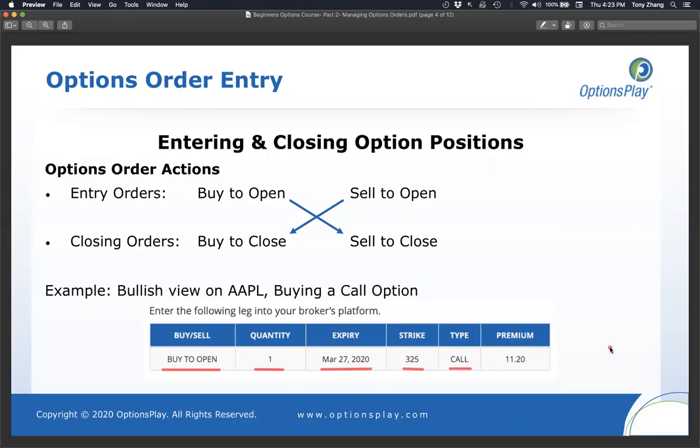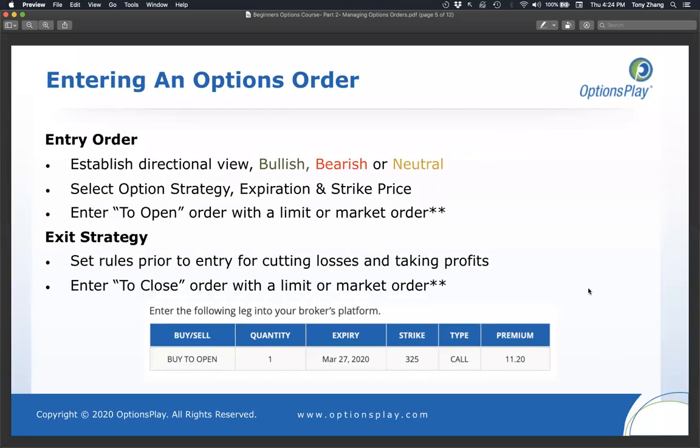So first of all, you must specify whether you're opening or closing, all the details and the quantity, and then what we can do in the next few slides is start talking about how you price it and how you determine where you place your orders. So first and foremost, make sure you're placing your orders correctly. Think about this as a checklist next time you're entering an options order. Number one, you must establish a directional view. Are you bullish, are you bearish, or are you neutral on an underlying stock or ETF?